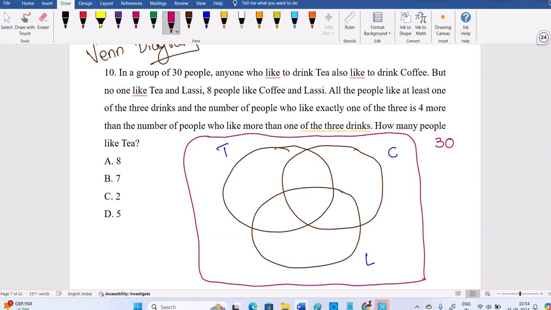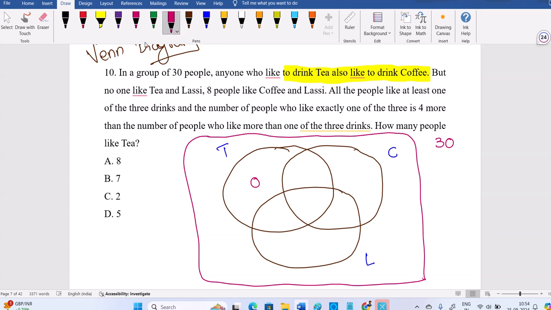Anyone who likes to drink tea also likes to drink coffee, means only tea is zero. Guys, with this statement, anyone who likes to drink tea also likes to drink coffee, means drinking only tea is zero.